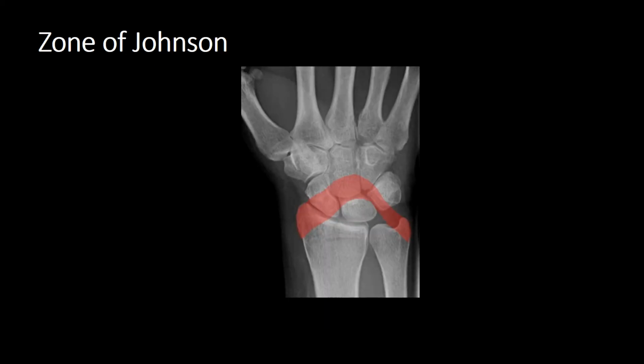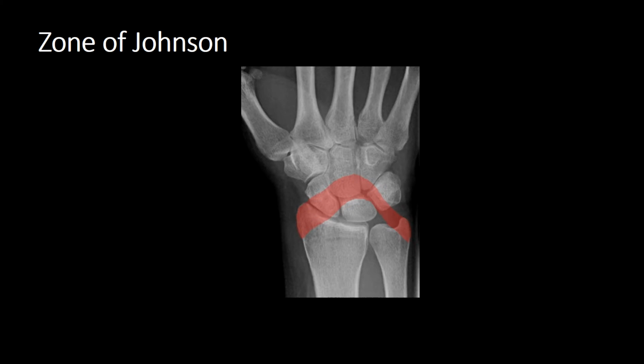The zone of Johnson is also referred to as the zone of vulnerability, and it's really helpful to understand that most fracture dislocations will fall within this zone. And what happens is that you're more likely to sustain fractures within the radial styloid process, the scaphoid, the capitate, the hamate, the triquetral and the ulnar styloid process.